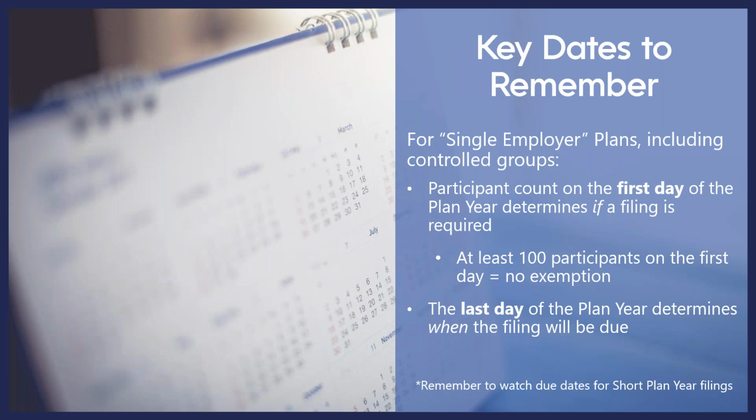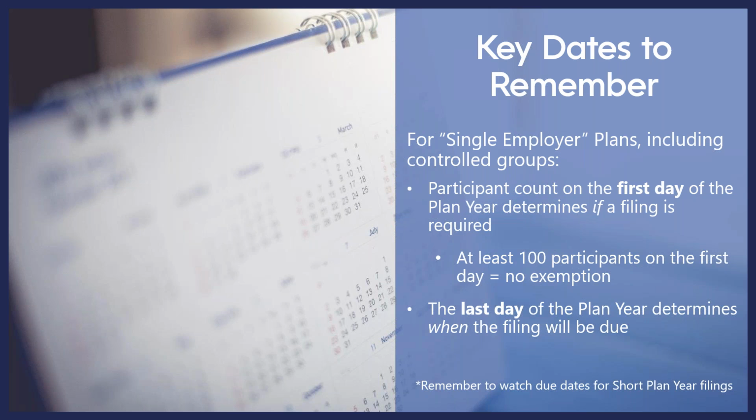So some key dates to remember. For single employer plans, including controlled groups, the participant count is as of the first day of the plan year, and this is what determines if a filing is required. Remember, there has to be at least 100 employee-only participants on the first day of the plan year. If there's 99 on January 1st, you have a calendar year. If there's 99 on January 1st and 100 on January 2nd, that filing is still not required to be filed, right? We're looking for 100 on day one.